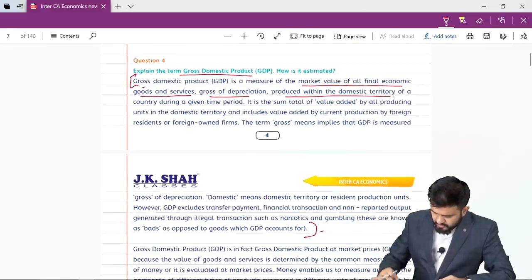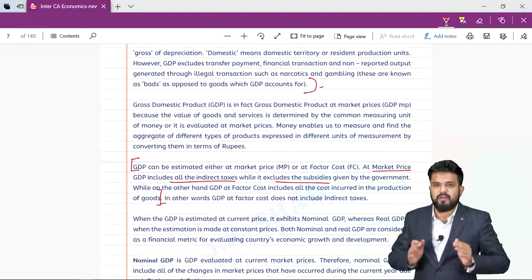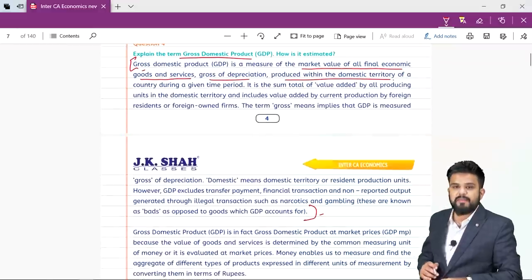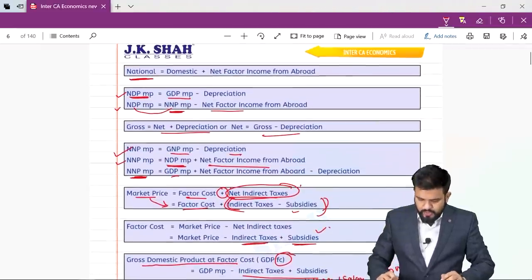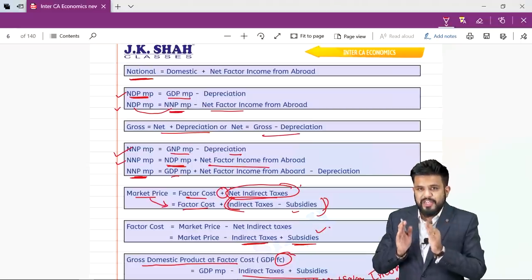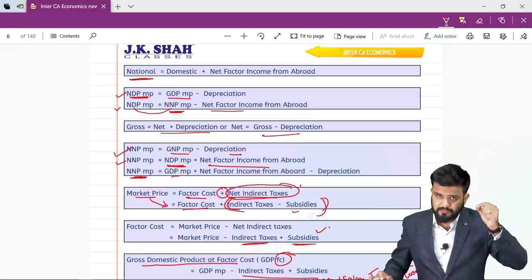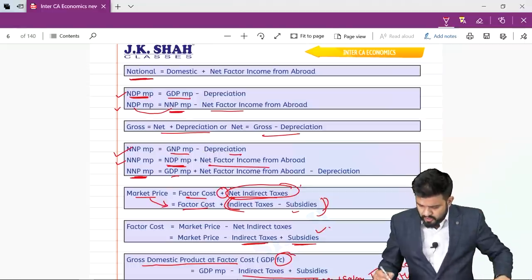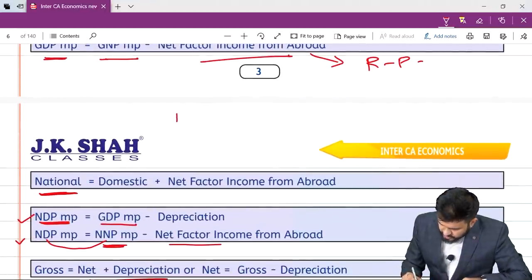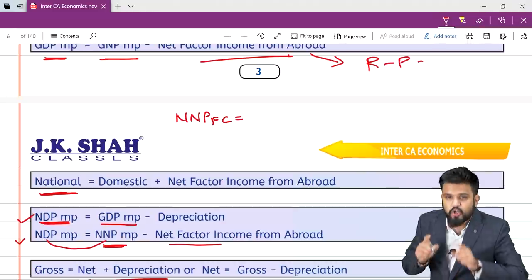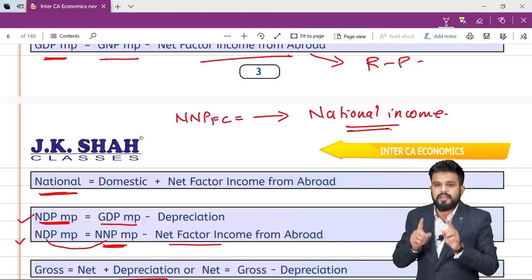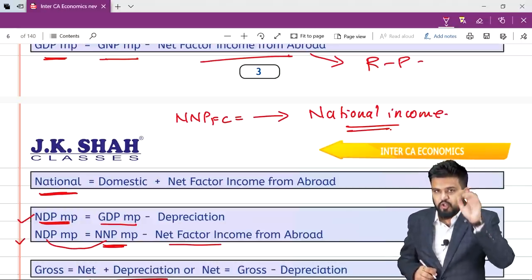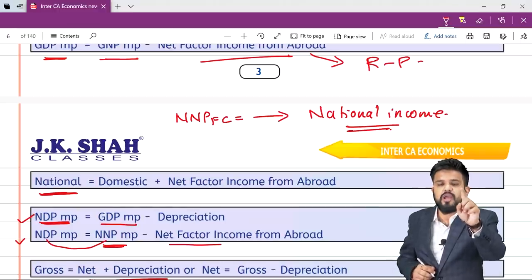I have given you the marking idea, or understanding, of how much you can cover for 2 marks. So these two paragraphs look reasonable. You can make a note of this. Okay, students, these were basically formulas for GDP or national income calculation. We started with GDP MP and we stop at NNP FC. Just for your knowledge, please make a note: your NNP FC is nothing but your national income. So the moment they tell you to calculate national income, they are telling you to calculate NNP FC.